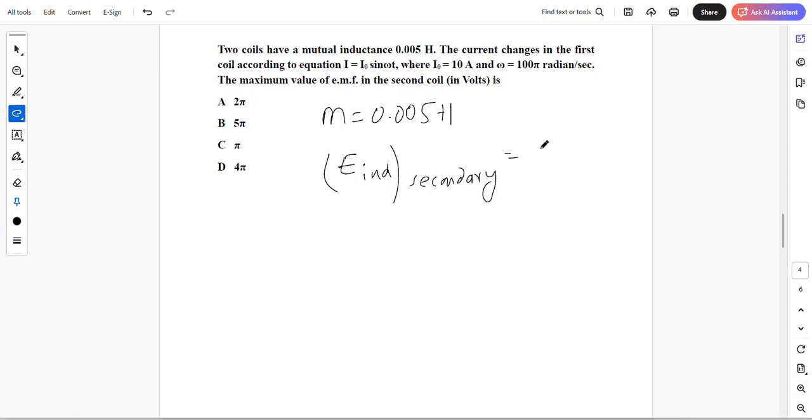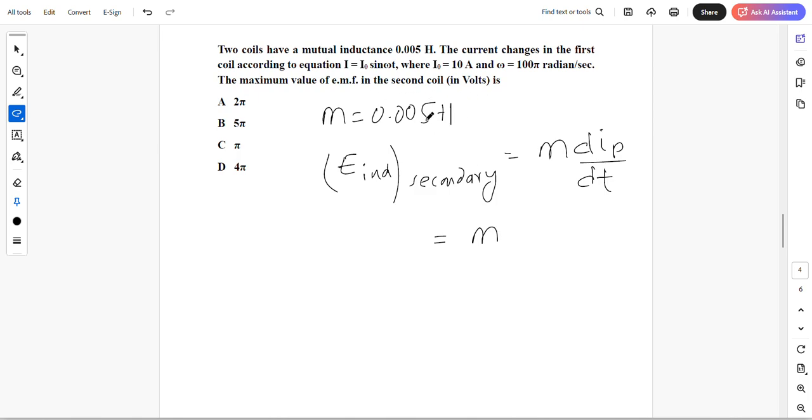Is nothing but M into dIP by dt. Okay, always the maximum value of the EMF induced in the secondary is given by the coefficient of mutual inductance into the rate of change of current flowing in the primary coil. Understood?